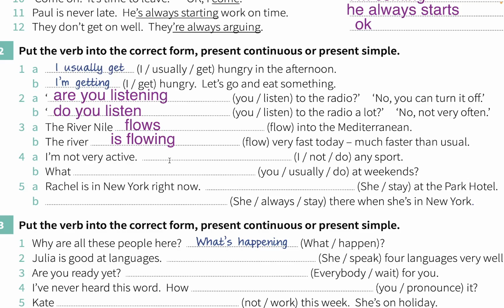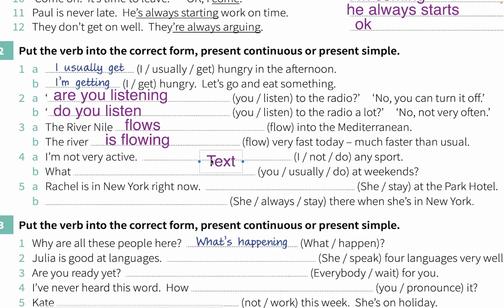Why? Karena di sini kan the subject, the river, flows faster than before. Jadi arusnya tuh lebih cepat dari biasanya. And it's not something permanent. Ini yang terjadi tuh temporary. Terjadi tuh nggak selamanya gitu. Jadi kita pakainya is flowing. We use the present continuous. Kalau the river Nile flows, itu karena dia emang kan selalu ya jalan arusnya. So it's using the present simple.